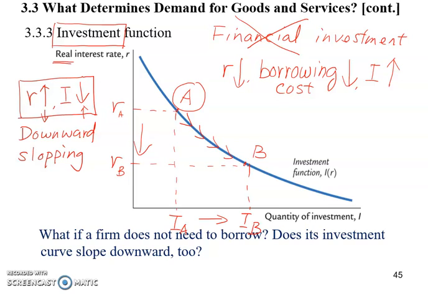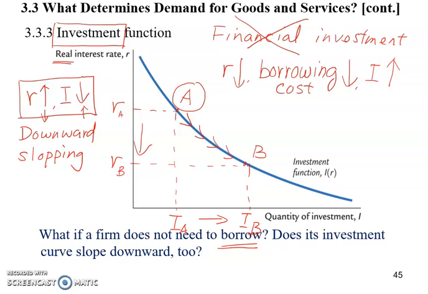Here is one more question I want to leave for you to think about. In this example we talked about the borrowing cost, right? Someone may argue, what if the firm does not need to borrow? In the real world, this means that some of these firms, like, for example, Apple, right?